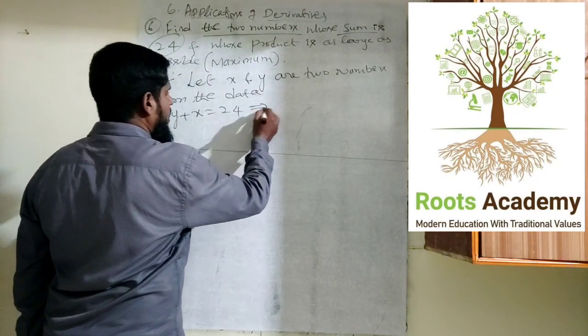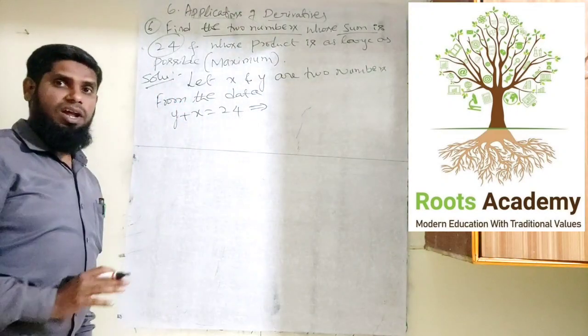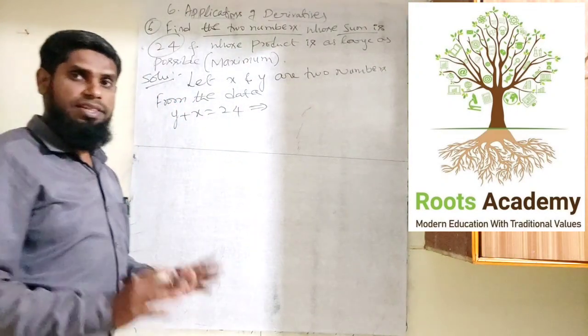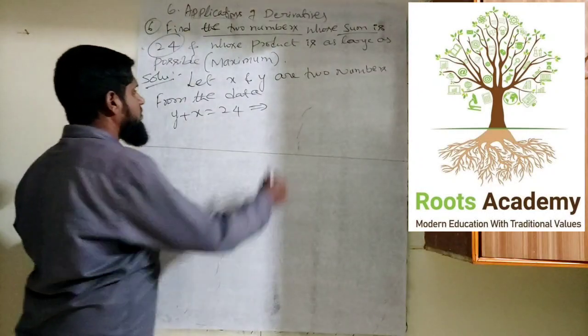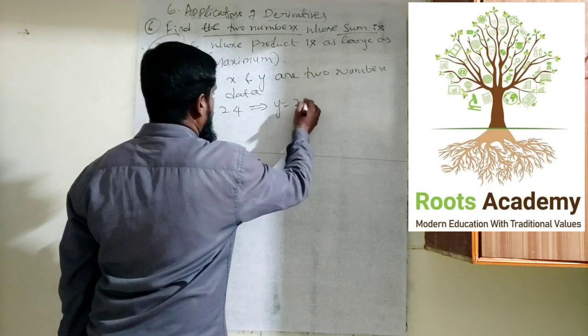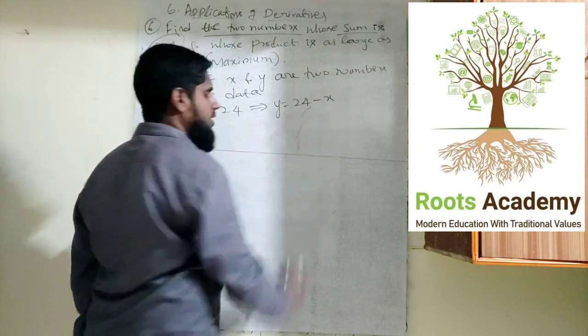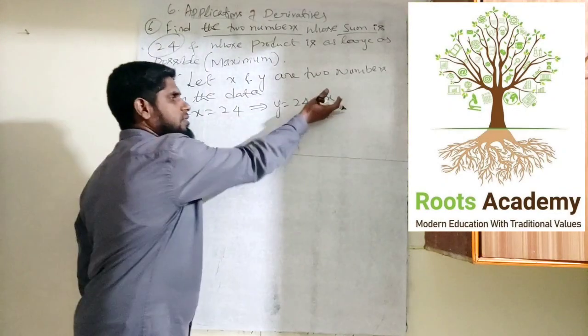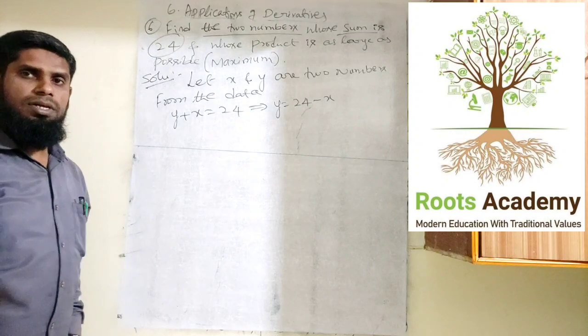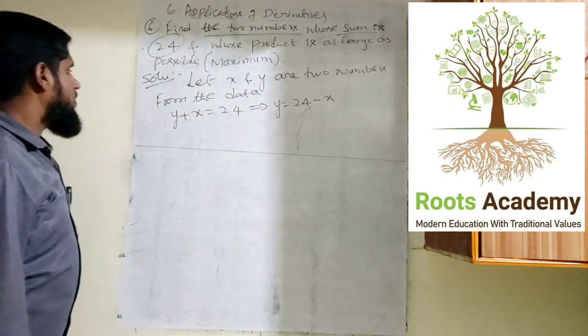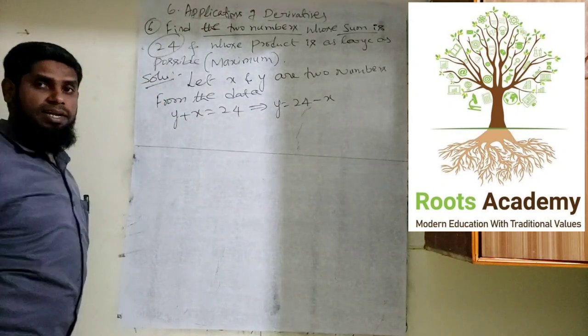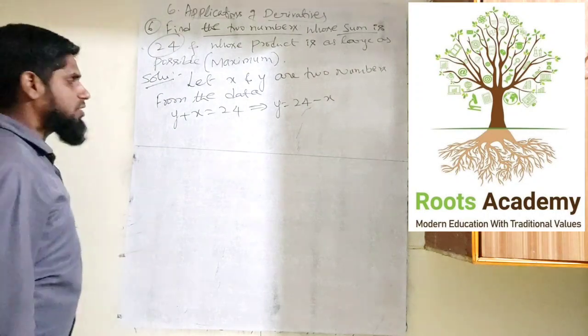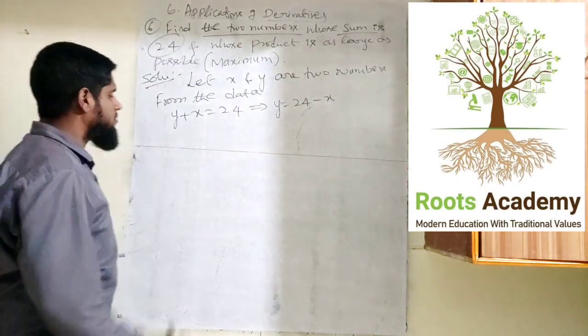Students, with this, I will try my level best to find the y value. We should find the value of y. What is the y value? It is 24 minus x. This is the first part of the question. Now the second part says that if I multiply the same two numbers, I will get the maximum. Now we will take the function. This is our function.